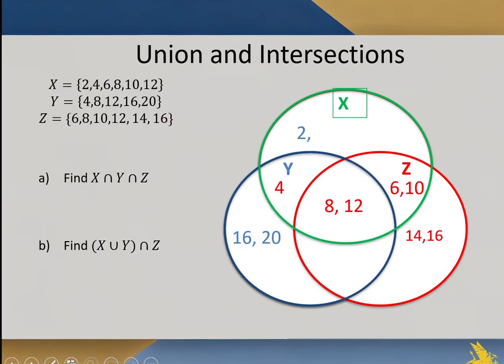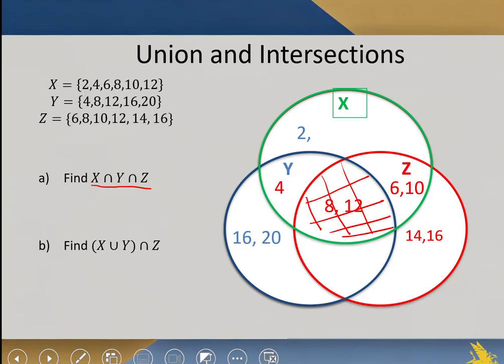I've already put this information into my Venn diagram. So I've got 3 groups: elements for X, elements for Y, and elements for Z. This first question is asking what area is intersecting X intersect Y intersect Z. That means it must be the middle area because it's intersecting everything every time. So I've just got 8 and 12.